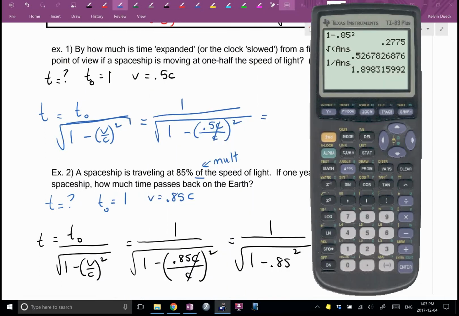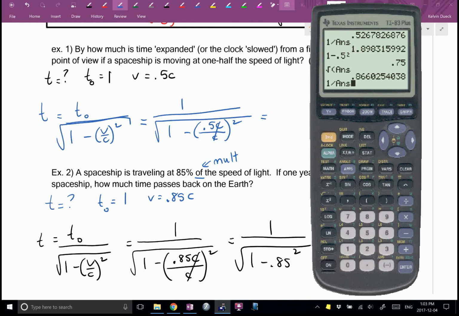Looks like on the bottom I have 1 minus 0.5 squared. Except, what's that inside of? Square root. Square root. Answer button. Where is that square root? On the bottom of a fraction, 1 divided by answer button. And I get 1.15.